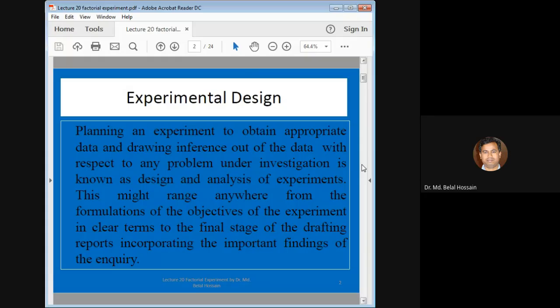Today we will discuss about experimental design.